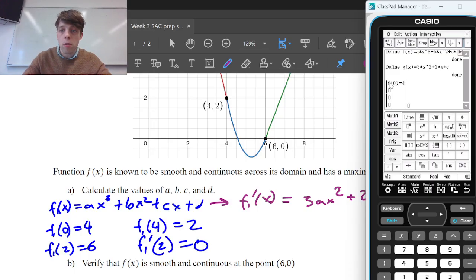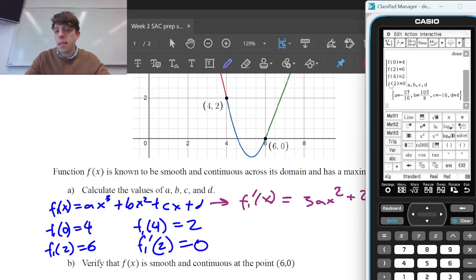So we've got f of 0 is equal to 4, f of 2 is equal to 6, f of 4 is equal to 2, and finally g of 2 is equal to 0. And just remember, I've just defined g here as the derivative function f dash x. Then I'm going to ask the calculator to solve for a, b, c, and d, and it tells me that these are hypothetically the answers there.